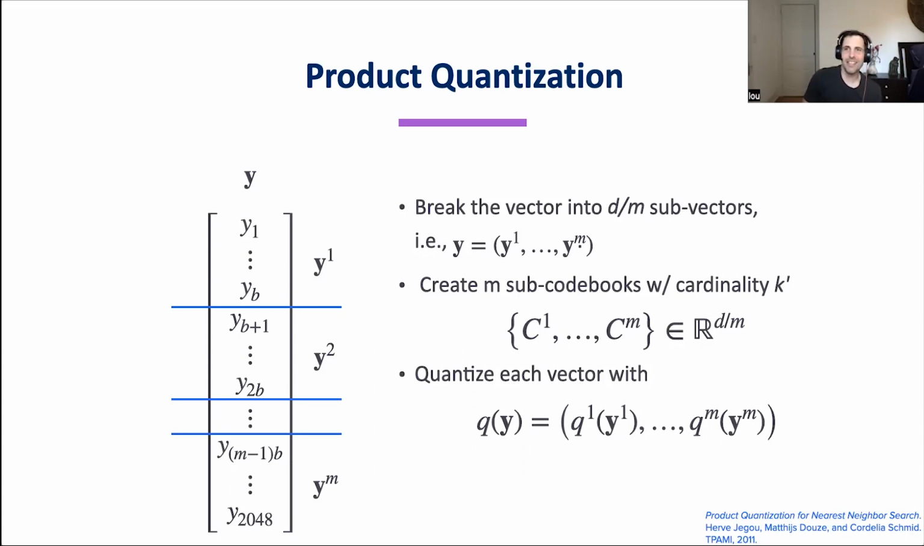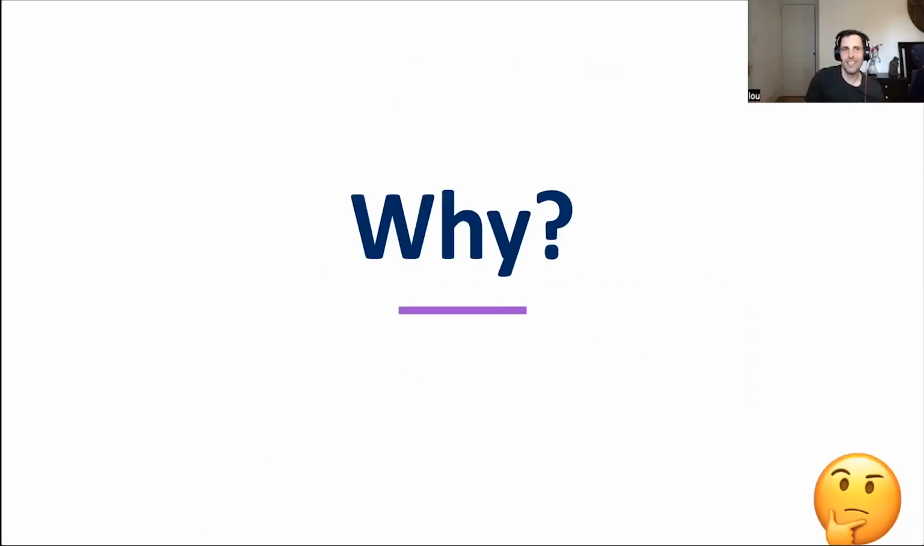So then my quantizer is now a function of a bunch of other functions, meaning I take my vector, I split it up, I run each subvector through each quantizer. And why is this good? What does that get us? On one hand, the quantizer is spitting out more than one number. It's not just one, it's m numbers, right?